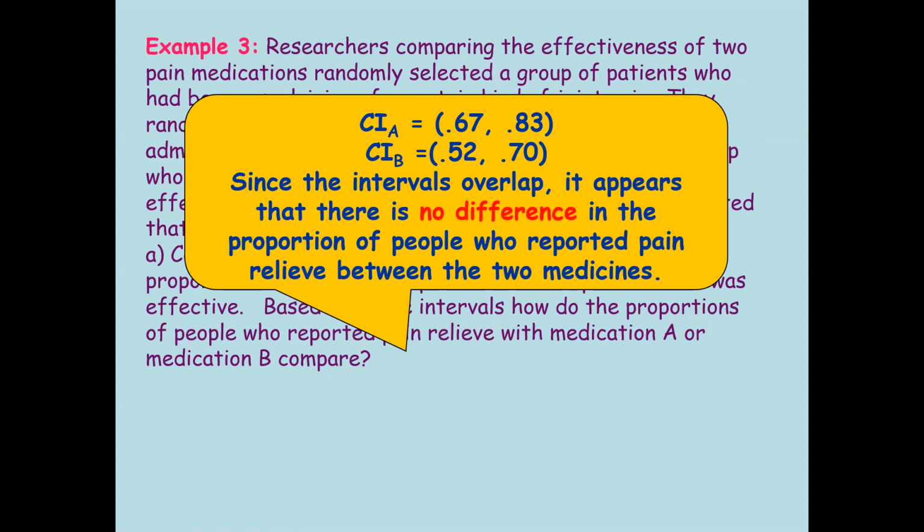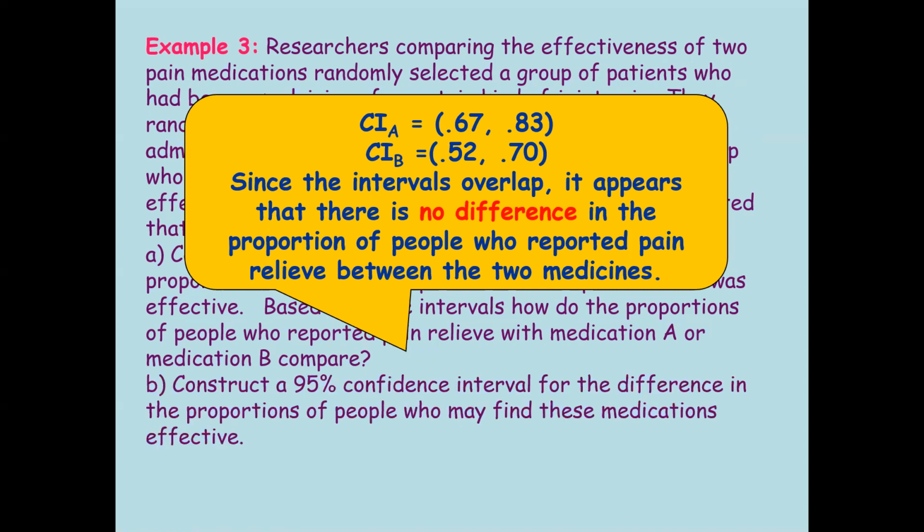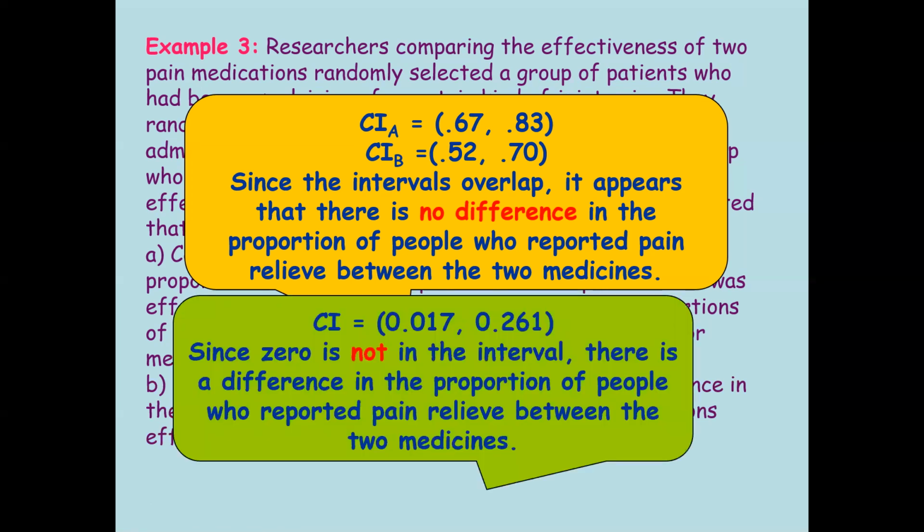Notice in this example, we actually created two confidence intervals and had to compare. Another way of doing this is by constructing a 95% confidence interval for the difference in the proportions of people who found relief. If we're going to find the difference, that means we're conducting a two sample interval. If you do confidence interval two sample, we'll get a confidence interval of 0.017 to 0.261. Notice, is 0 in the interval? No. Since 0 is not in the interval, there is a difference in the proportion of people who reported pain relief between the two medicines.